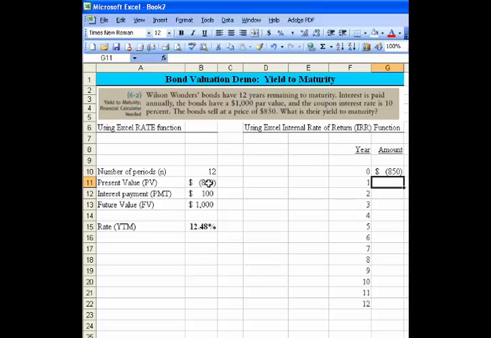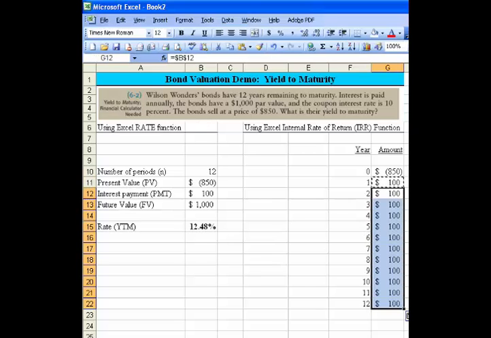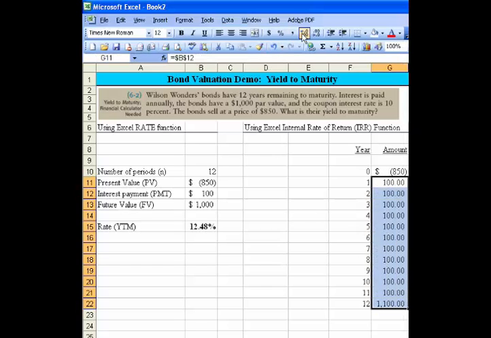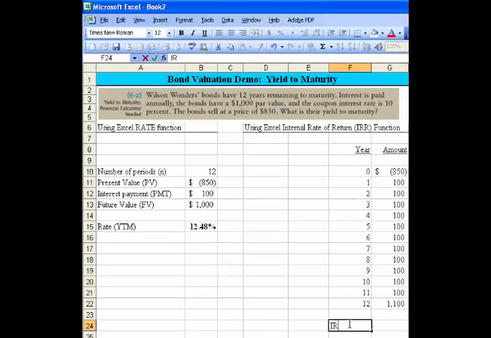Then every year for the next 12 years, we bought the bond, so we would take in $100 of interest. Let me enter that as an absolute, and then I can copy that down. However, in the last year, we also get $1,000 back. Now, let me just format this a little bit better. And then we can use Excel's internal rate of return as a way to solve the yield to maturity problem.